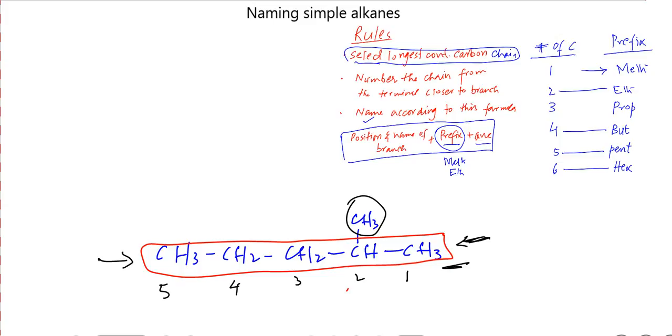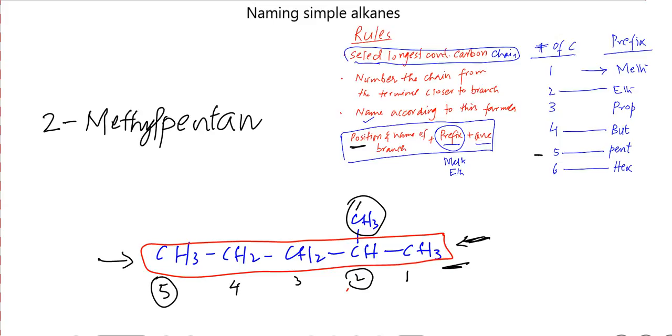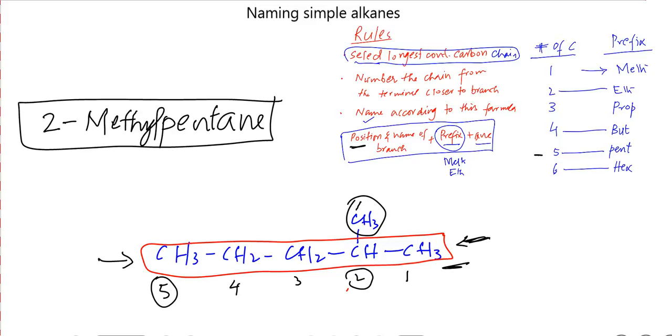Now the third rule is just to follow this formula: position and name of branch. Position means which carbon has that branch, and then the name of the branch. Because the second carbon has the branch, the position is 2, and what is the name of the branch? Methyl group, because there is only one carbon in the branch. So 2-methyl, and then prefix. How many carbons in your selected chain? There are 5 carbons total. So 5 is pent. So 2-methylpent, and because this is an alkane, you end with A and E. So this is the name of this chain.